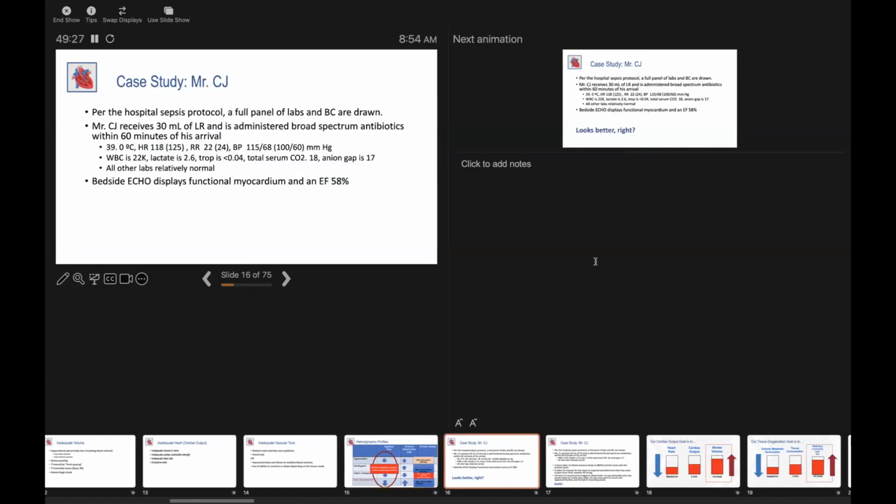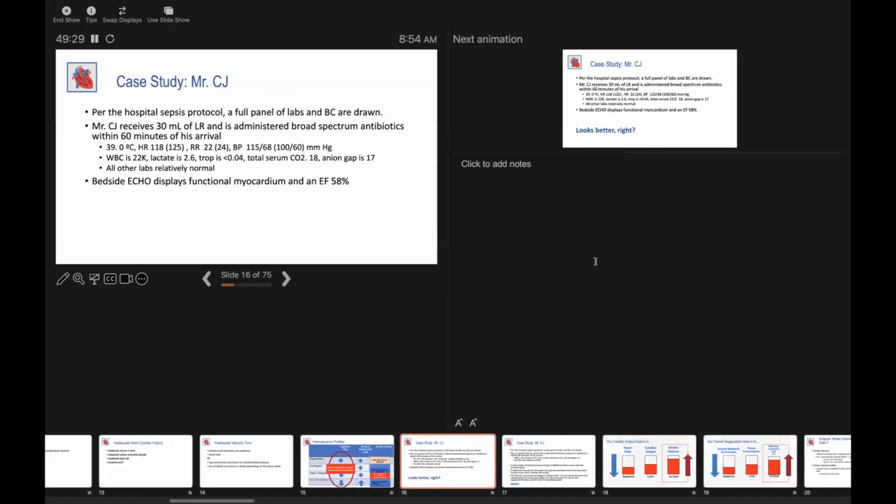Okay. All right, so we go back to Mr. CJ, remember him? So per the sepsis hospital protocol, he gets a full panel of labs and a blood culture drawn. Within 30 minutes, this is actually happening, and he gets 30 mLs of lactated ringers per kilogram. So it's about 2.5 liters. And he also gets broad spectrum antibiotics.